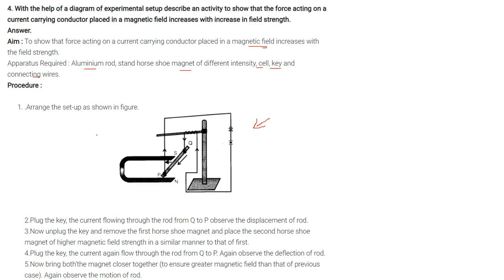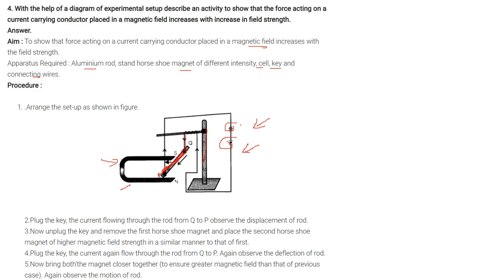So the procedure will be something like this. We have to arrange the setup like this. This is the magnet, this is the stand, this is the wire, and here we have the horseshoe magnet of different intensity. So we have to plug the key, this key, this is the battery. Plug the key, the current flows through the rod from Q to P, and we have to observe the displacement of the rod.